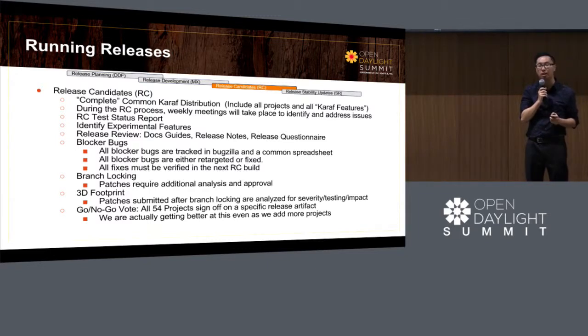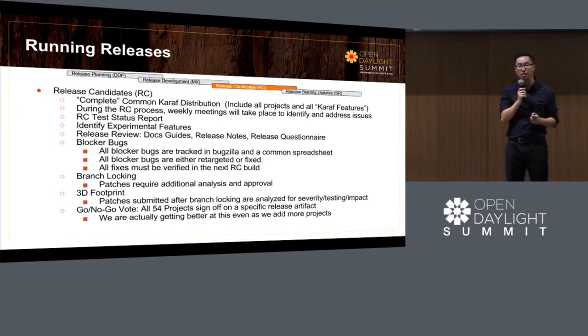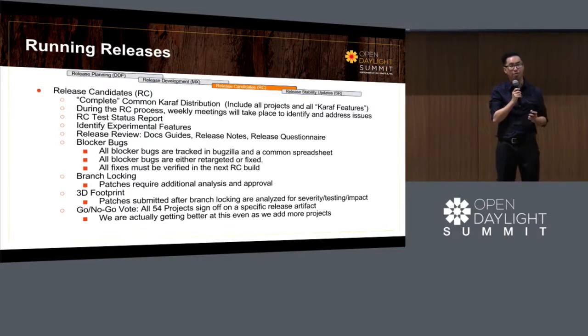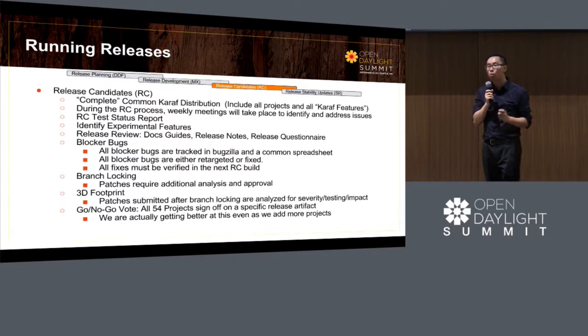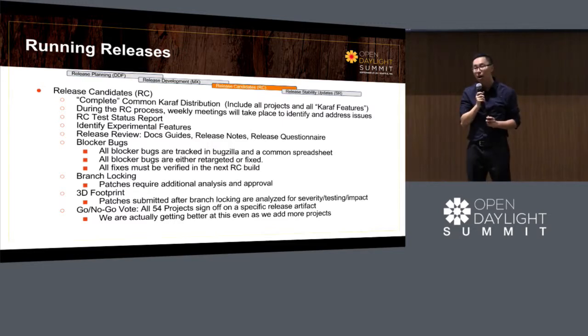The third phase is the release candidate phase, and this is our busiest time of the release, where we actually generate one release each week and ask projects to test and report blocking bugs. And for all the blocking bugs that are generated, we make sure that we follow up. Those blocking bugs are either retargeted or they are fixed, and we make sure that they are verified in the next release. In the next release candidate.